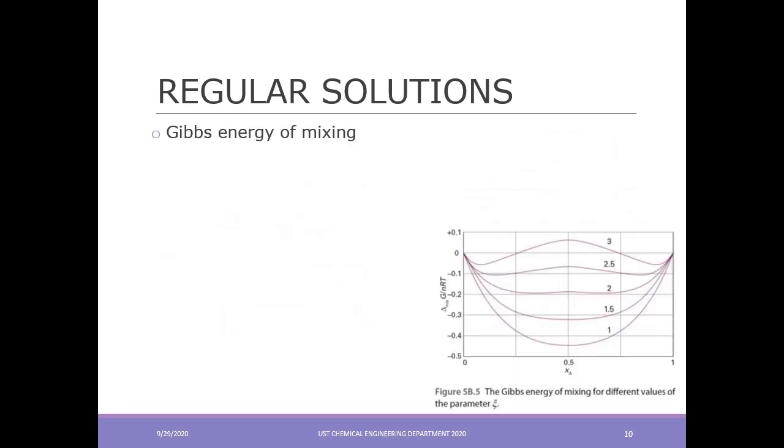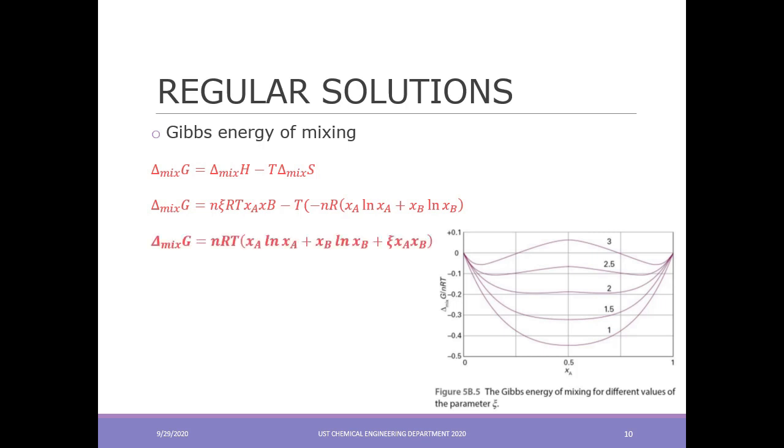To determine the Gibbs energy of mixing for regular solutions, recall this expression. We know that the observed enthalpy of mixing is just equal to excess enthalpy HE and entropy is just the same as that in ideal solutions. Simplifying, we get this equation for Gibbs energy of mixing. As can be observed, it is similar in form to that of ideal solutions, but with the additional term for the Xi parameter.